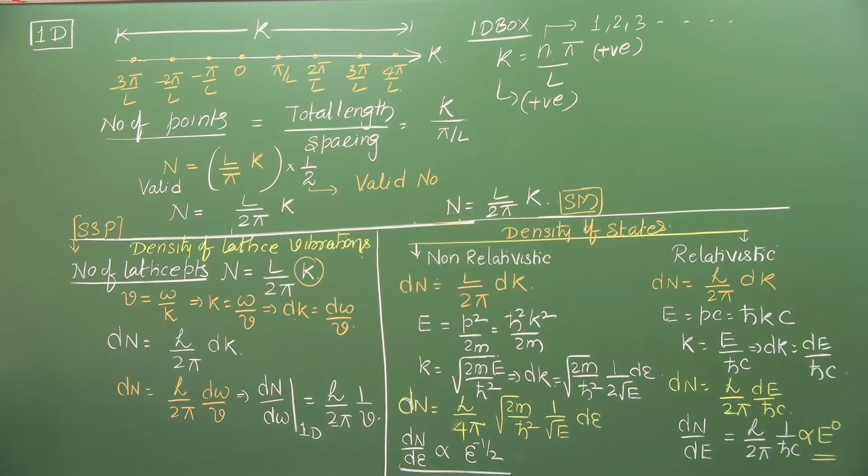Don't copy, do it yourself. Same dn everywhere, but for SSP we will take the vibrations, that's why you have to rewrite k in terms of omega. And in SM, whenever you are studying a Fermi gas or Bose gas, everywhere we will use this. Be careful. In case of StatMech, we have to express k in terms of energy. That's why two types are there, relativistic and non-relativistic. Two cases.